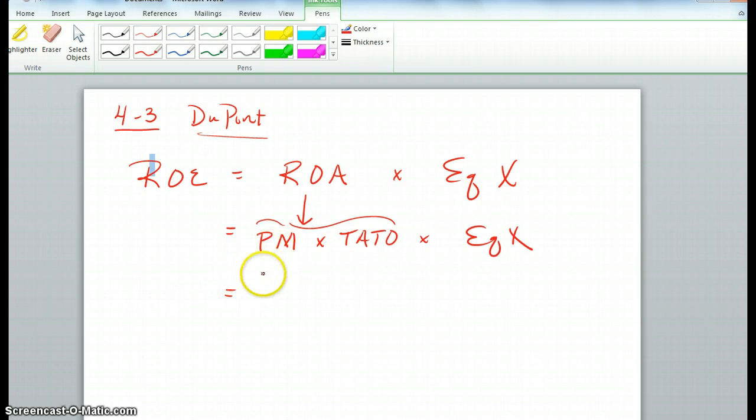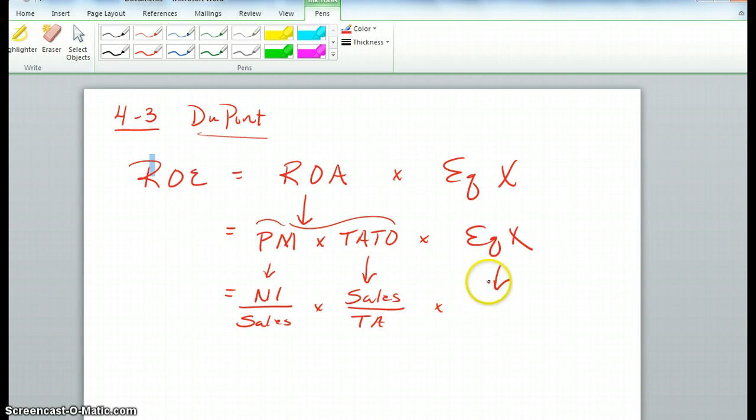If we take that one more layer deeper, the ratio for profit margin is net income over sales. And total asset turnover is sales over total assets. And the equity multiplier, as talked about in your book, is total assets over common equity. So we have different layers that we can use to calculate return on equity and return on assets.